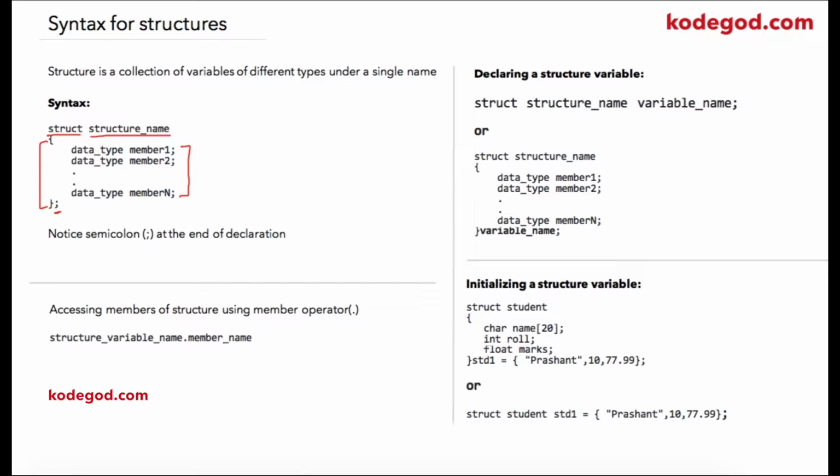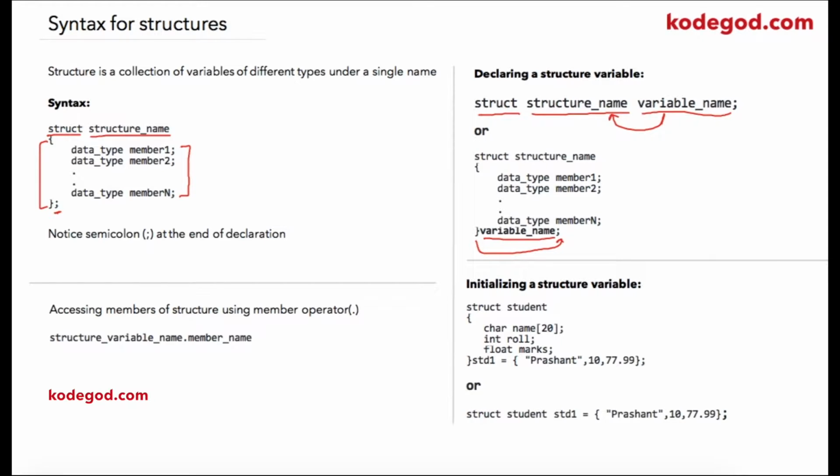Now let us check how we can declare a structure variable. To declare a structure variable, we again use the keyword struct and then the structure name, and after that you write your variable name. So variable name is a variable of type structure name. There is one more method using which you can declare your structure variable, that is you can immediately write your variable name after the structure definition. So that is between the curly brace and the semicolon.